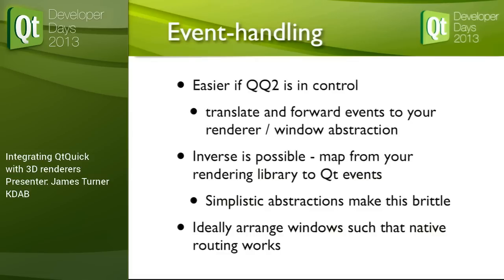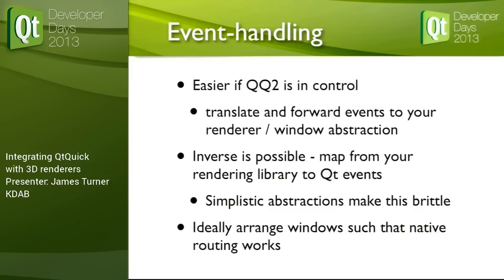But the opposite is also possible. You can map from OpenSceneGraph events into Qt ones for some set of cases. But again, if the platform abstractions are simple, that's usually fragile. There is code out there that will synthesize Qt events from OpenSceneGraph ones, for example. But it breaks accessibility, it breaks text editing, it breaks touch events. It only really works for clicking on buttons and scrolling scroll bars, and that's about it.